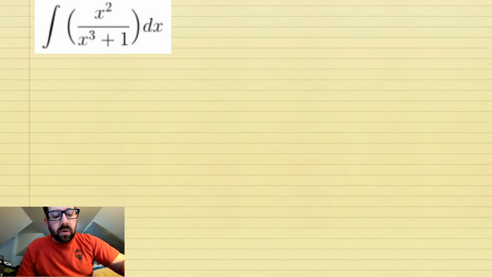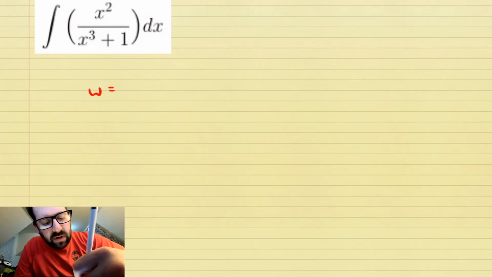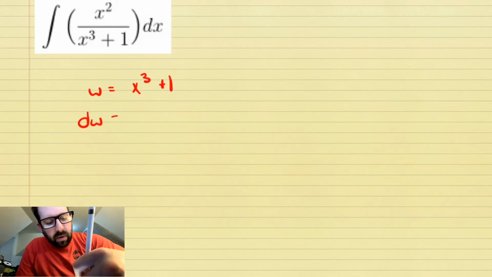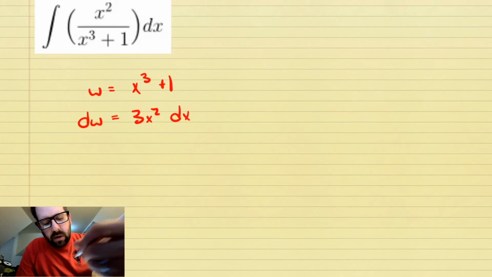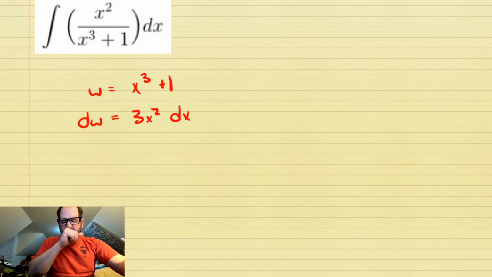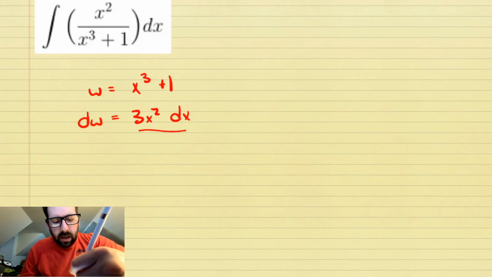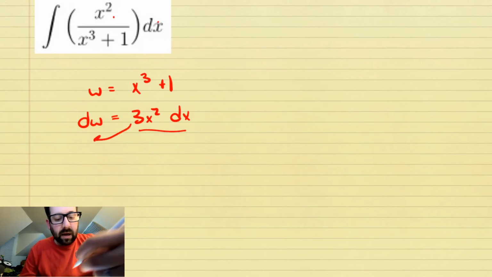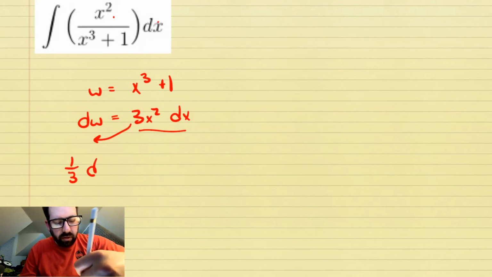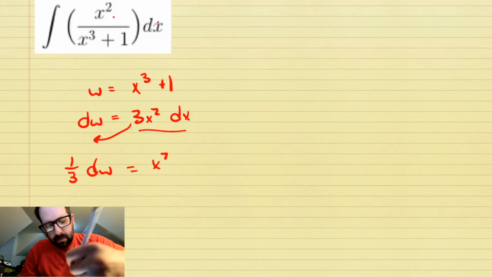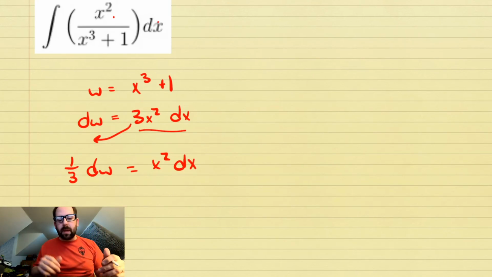Okay, so this particular problem, just like before, I'm going to say my w is going to be x to the third plus 1. My derivative of this is going to be 3x squared dx. The derivative of 1 is 0. So what I have here on this problem, just like before, you can definitely see this part is in the original problem. It's here and here, but the 3 is not accounted for, so I'm going to divide this 3 over, so it's a 1/3 dw again. All right, and that x squared dx is accounted for.